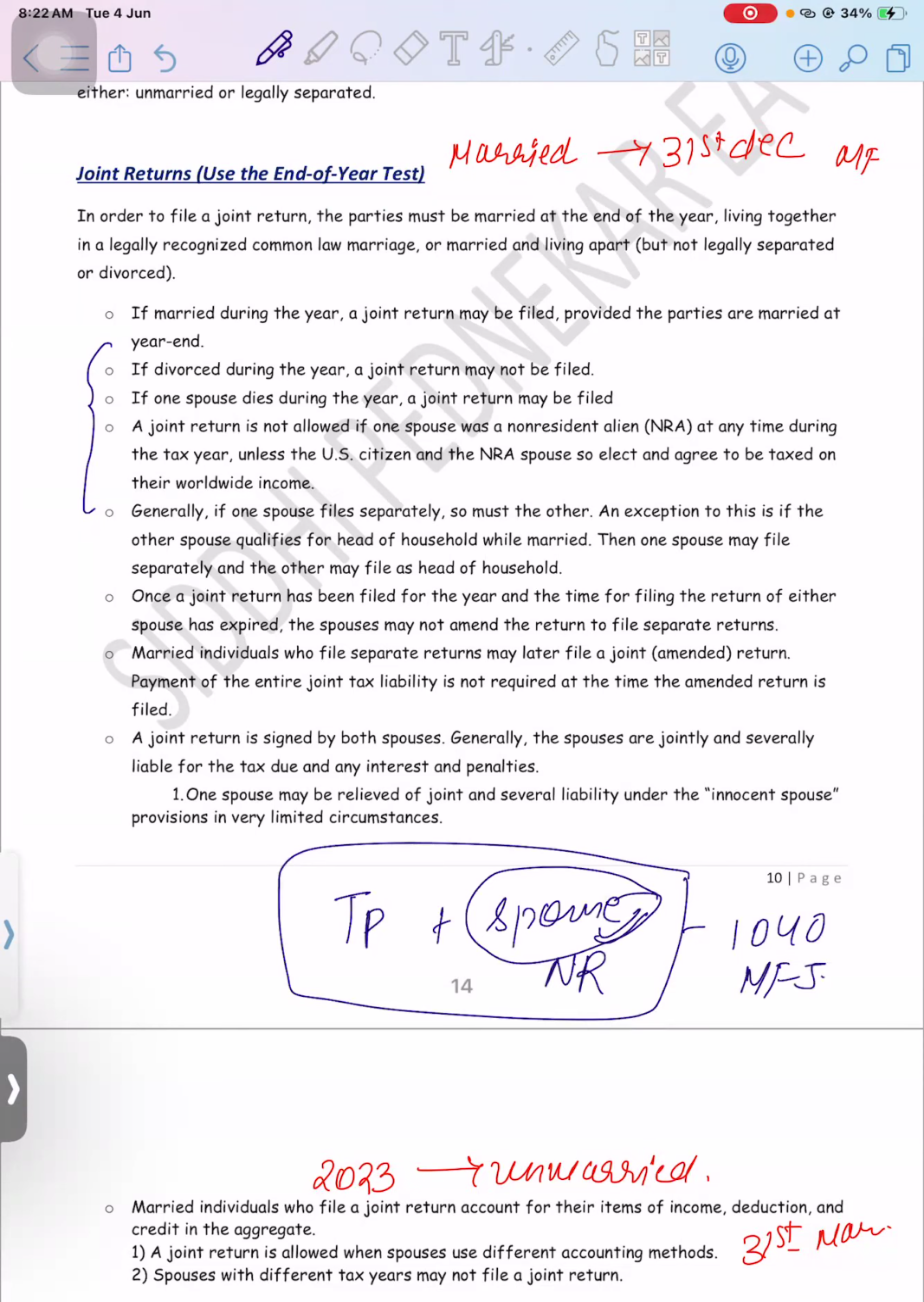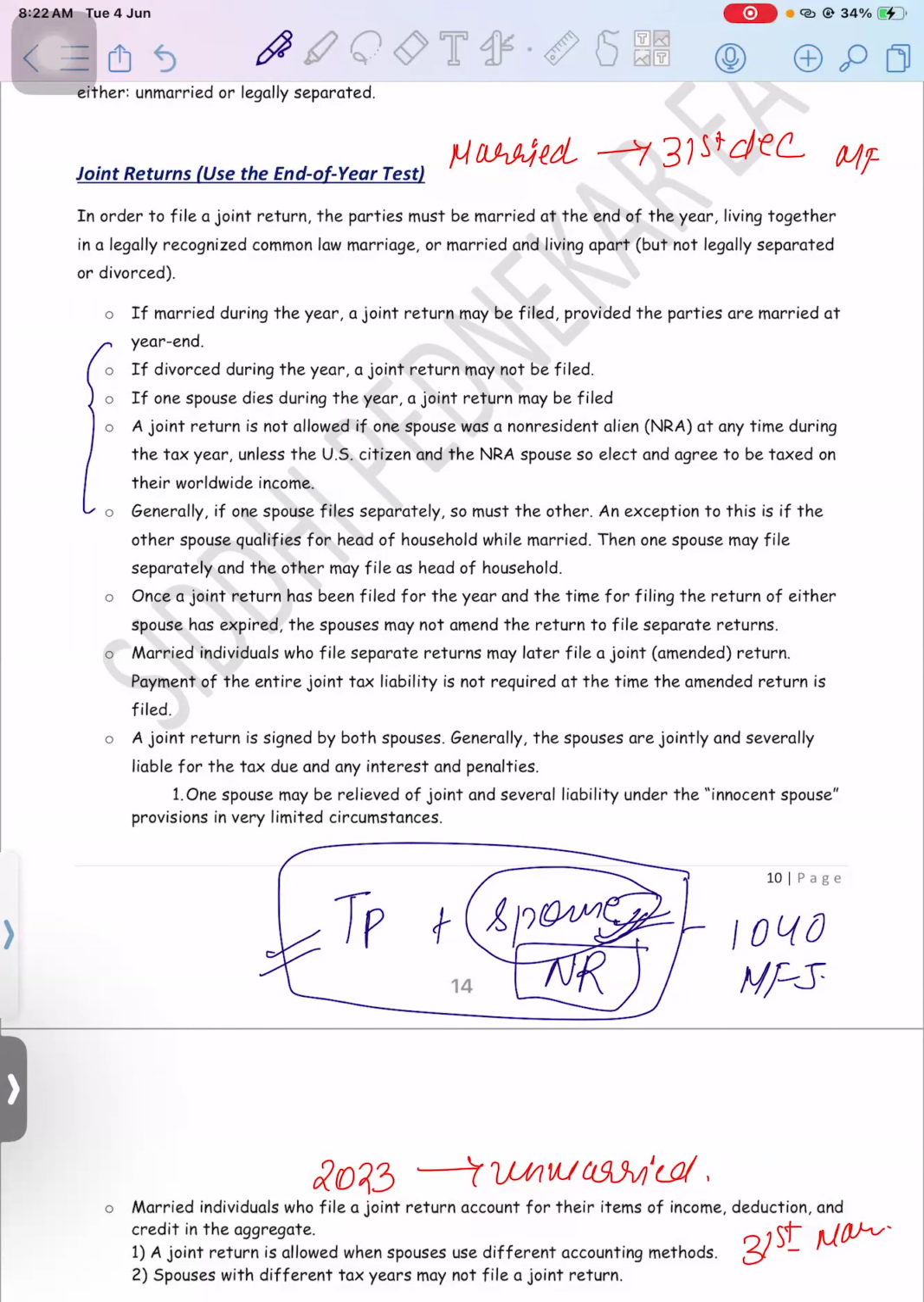The spouse should agree to consider all her income in the 1040. So for the taxpayer, by default, he's a US citizen, so worldwide income will be taxable in his return. But for the spouse, she is a non-resident. In India it happens, right? If you are a non-resident, only the income from India is taxable, not the worldwide income. But in the US the rules are different.